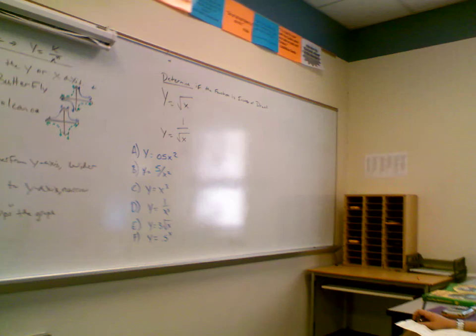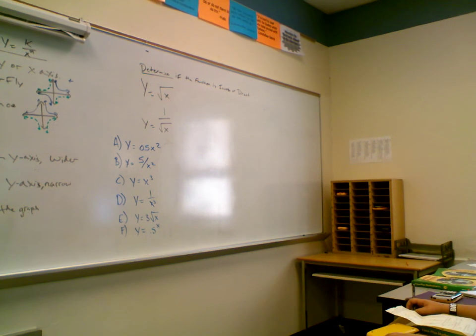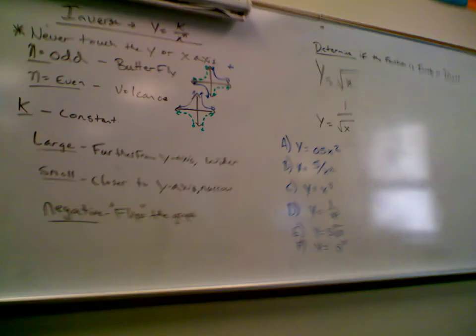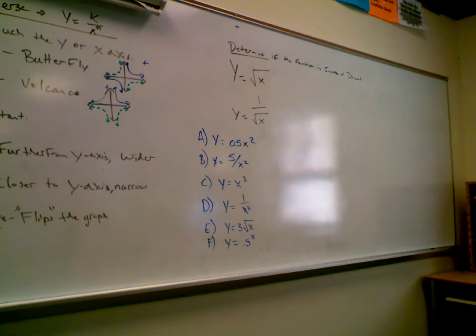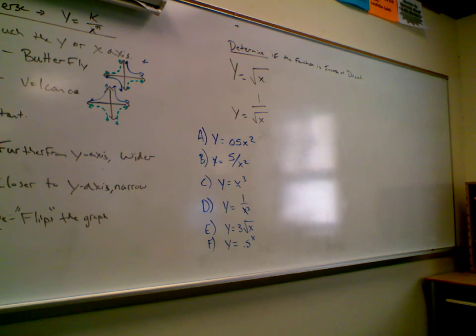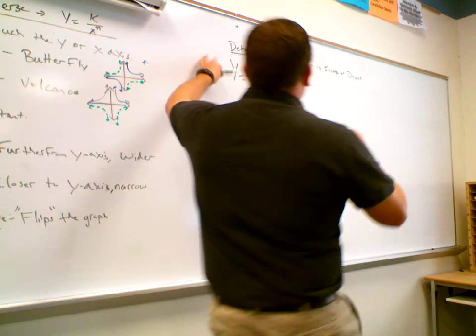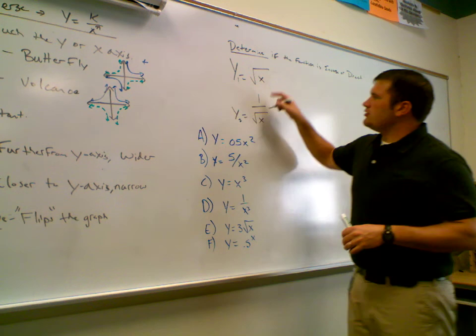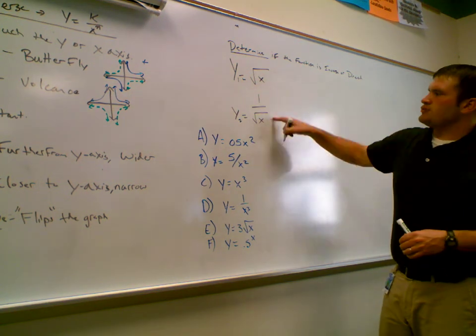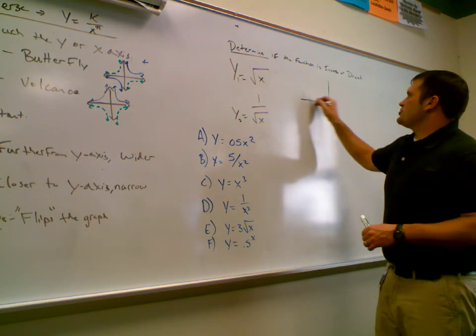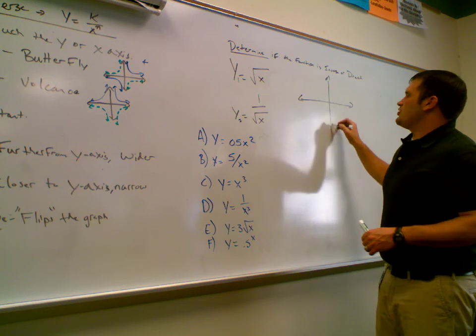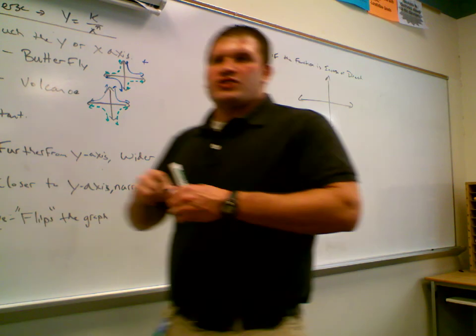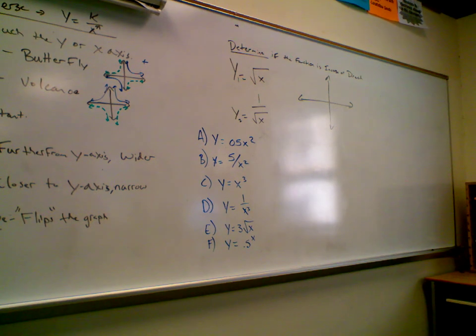Over here in black, we have y equals the square root of x and y equals 1 over the square root of x. So what I want you to do is graph those on your calculator, and determine if it's inverse or direct. So put y1 and y2: square root of x, 1 over square root of x. I want you to graph it, and figure out if it's direct or inverse. Use your notes that you just took to figure out if it's direct or inverse.